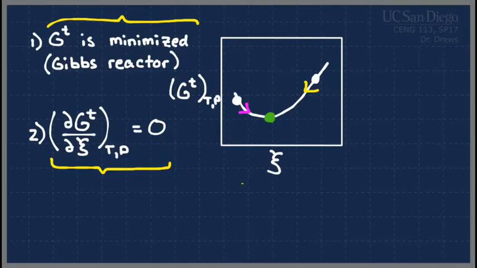So the system is at equilibrium. That's why this is so important. It says thermodynamically, this is where the system will be at equilibrium. That's what that little green dot means.